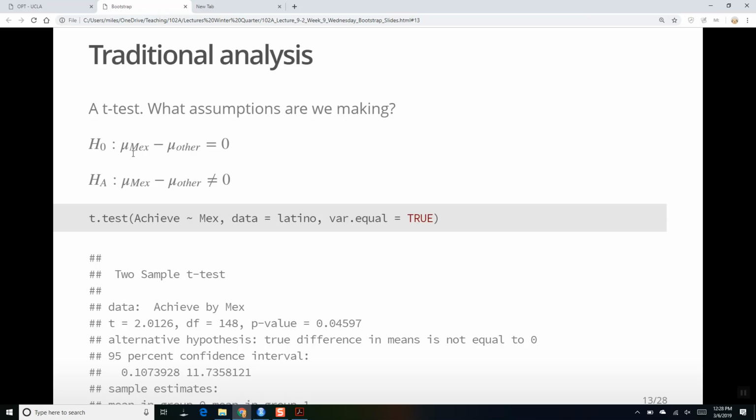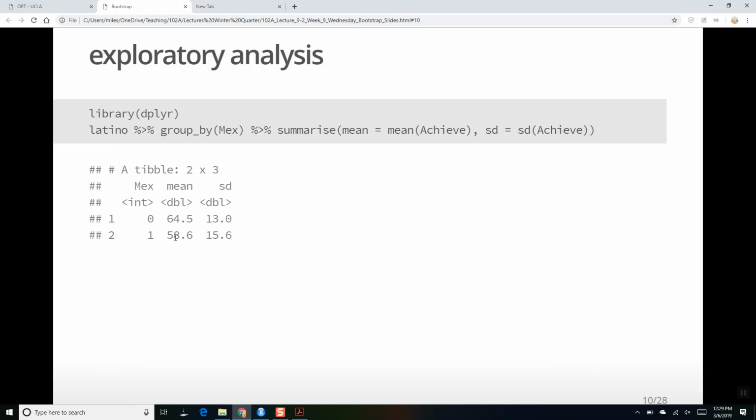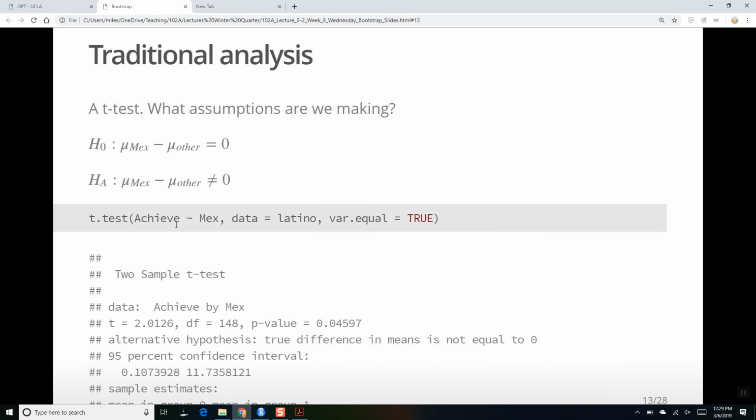but we do this, and our null hypothesis is that the mean education achievement of Mexican immigrants minus the mean education achievement of non-Mexican or other Latin American country immigrants, that difference is equal to 0 versus the alternative that it's not equal to 0. Okay, and again, we saw from our summary that there is a non-zero difference in our data, and when we do the p-value, we get something just under 5%.